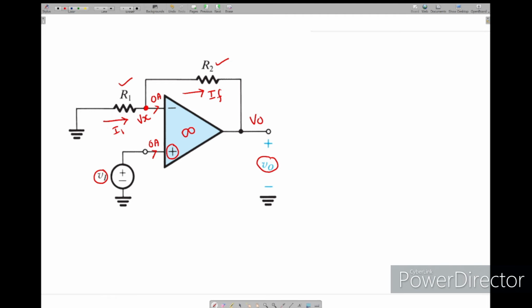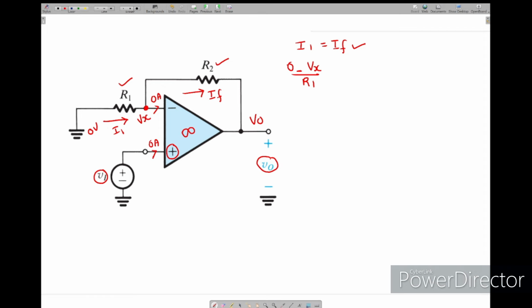If you write the equation for I1, it is simply 0 minus Vx divided by R1. Now if you take this current I1 equal to IF, because the current into the input terminal is 0, at this node the entering current I1 is equal to the leaving current IF. So that's why I have taken this equation. Now I1 is (0 minus Vx) divided by R1.